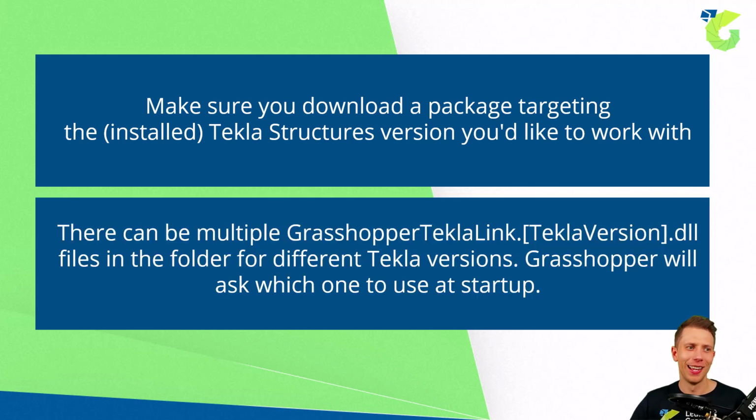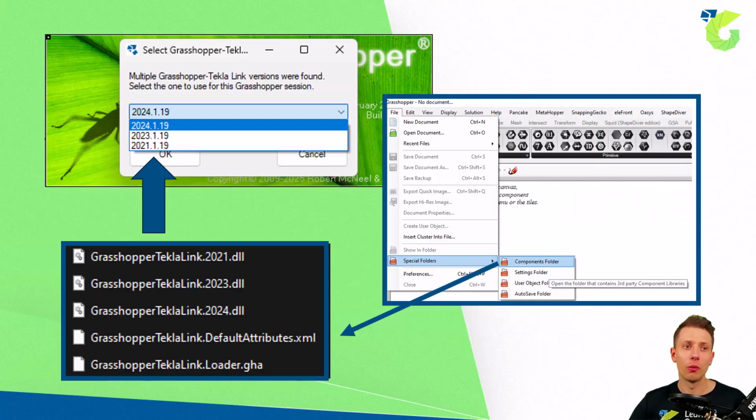It's really important. And the second, there can be multiple Grasshopper-Tekla Live Links installed on your computer and Grasshopper. This was one of the new features improved by Sebastian. And actually now you can install several versions. So if you put it in the component library, you will find the Tekla Livelink 2021, 23, 24, and you will have also one loader file. So every time when you are opening Grasshopper, it will ask you which version to choose from.